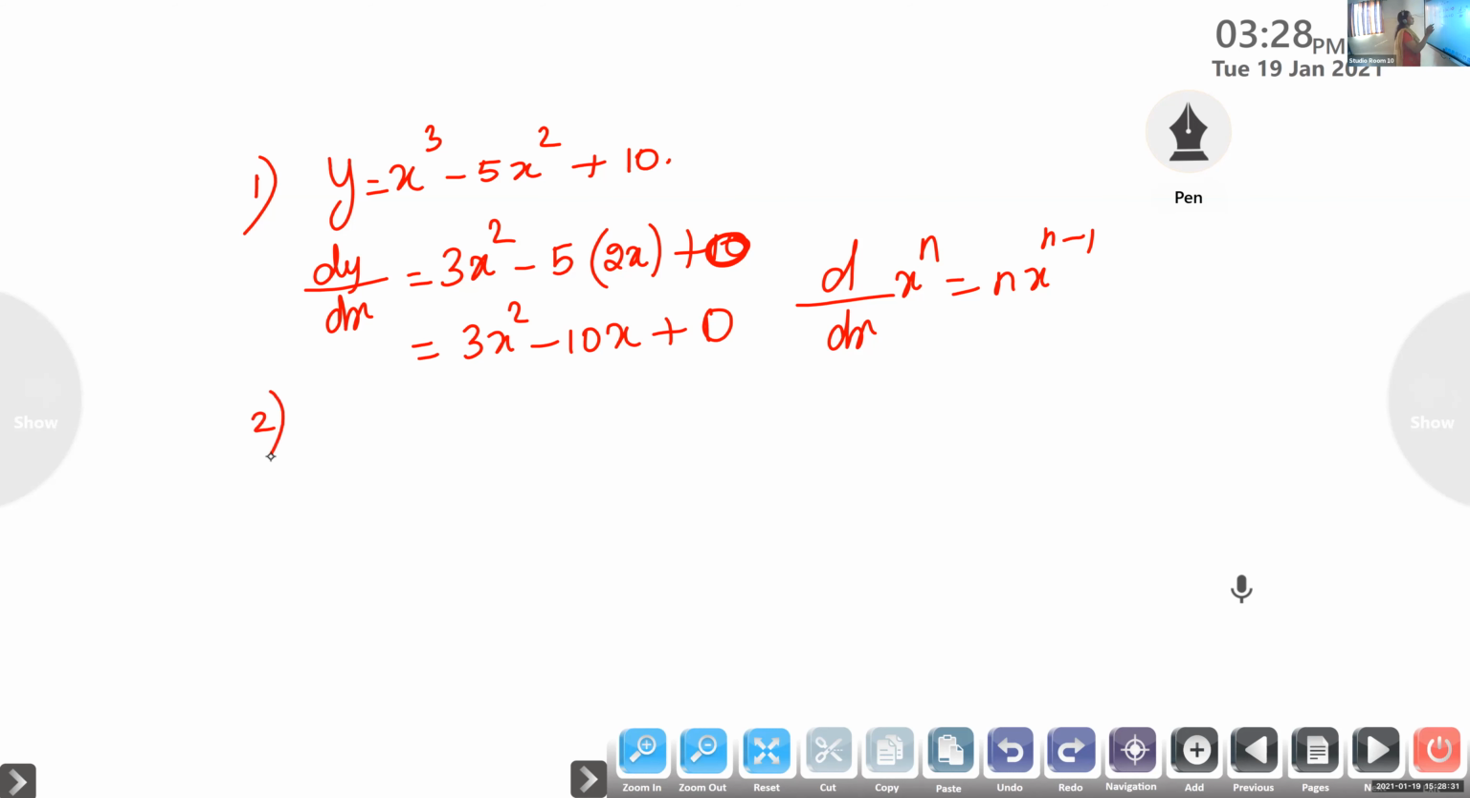Now suppose, write this question. Suppose y is root x plus 1 by root x. Differentiate this one and give the answer.